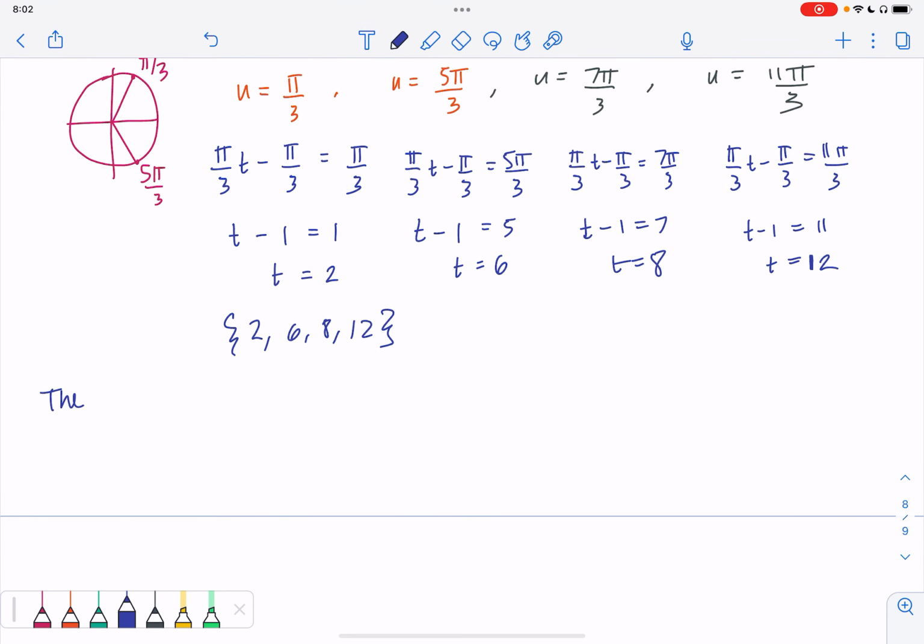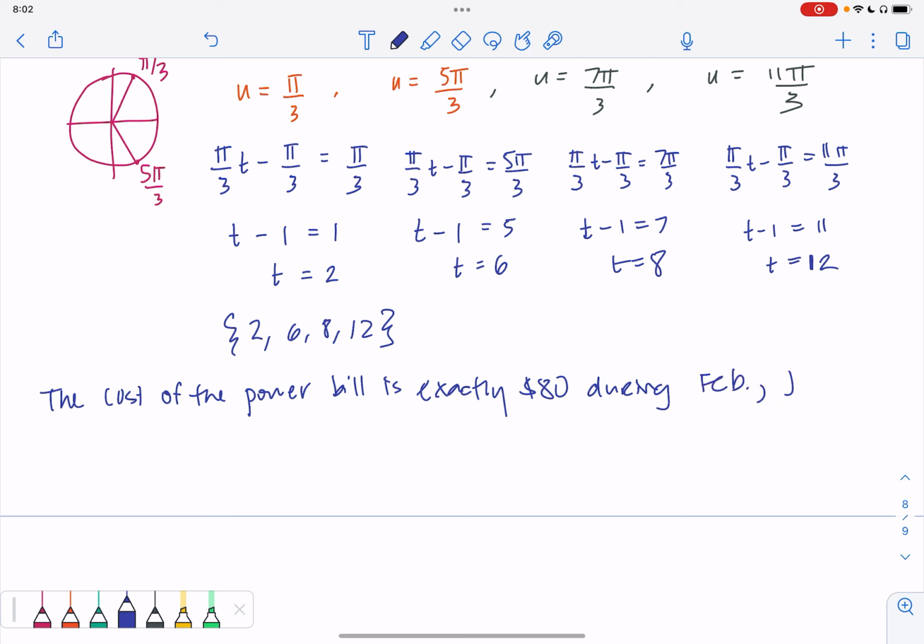So the cost of the power bill is exactly $80 during, all right, so what do we have here? 2 is February, 6 is going to be June, 8 is August, and 12 is December.